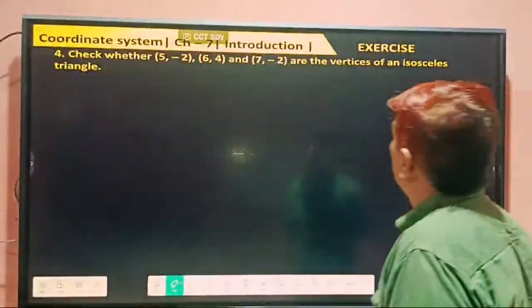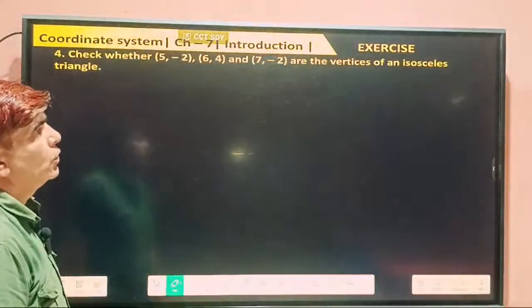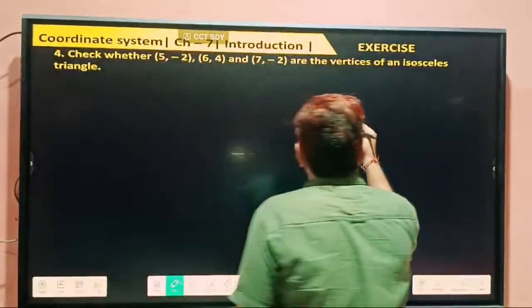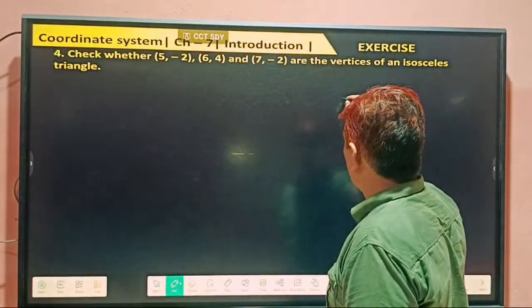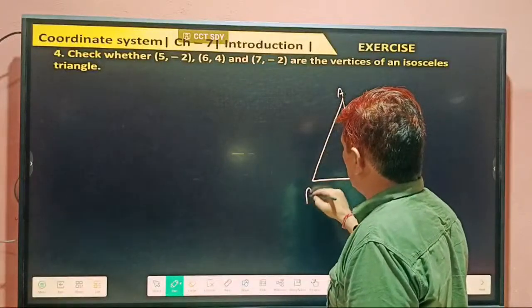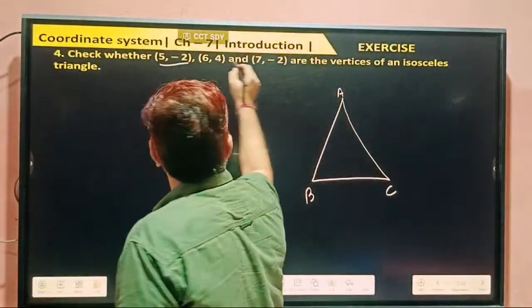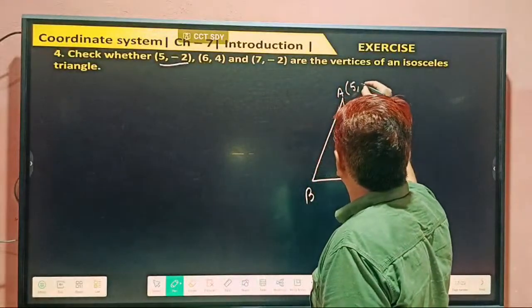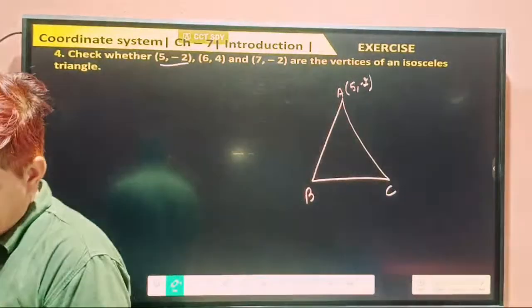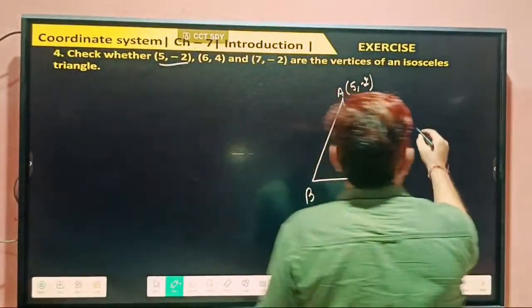Fourth, this is given: check whether these are the vertices of an isosceles triangle. So an isosceles triangle, you know, is a triangle whose two sides are equal. So we are taking 3 vertices. A equals 5, minus 2. So it means X is positive, Y is negative. So lying in which quadrant? In the 4th quadrant.